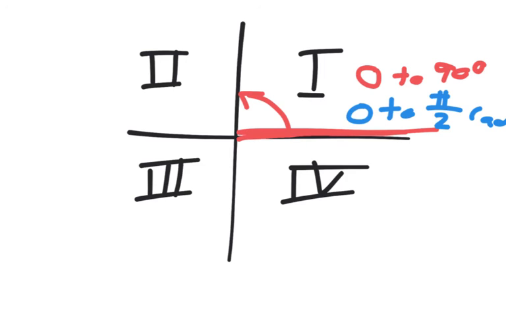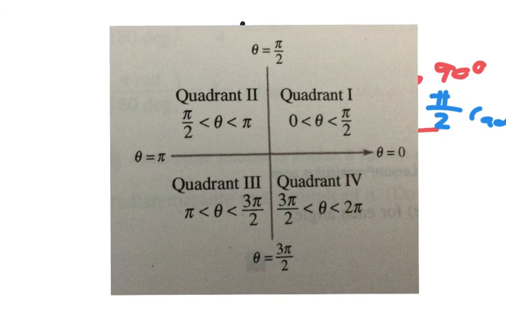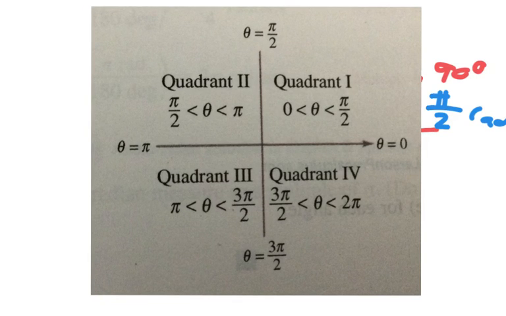Now, if you look at the book, it talks about it a little bit fancier, the way they write it. But it's the same ideas. The book says, quadrant 1, your theta, that's your angle of rotation, must be between 0 and pi over 2. That's what we just talked about. But that's all this is saying.